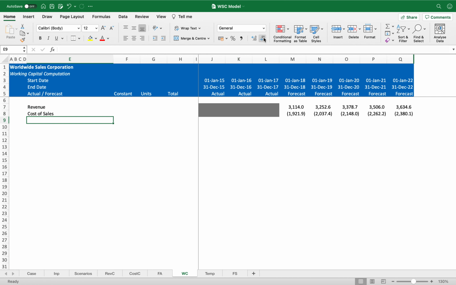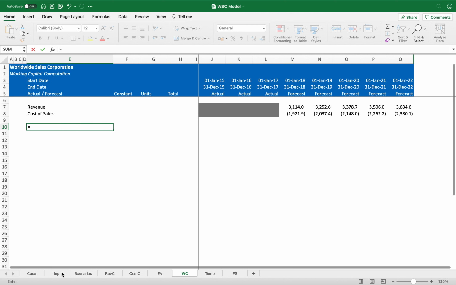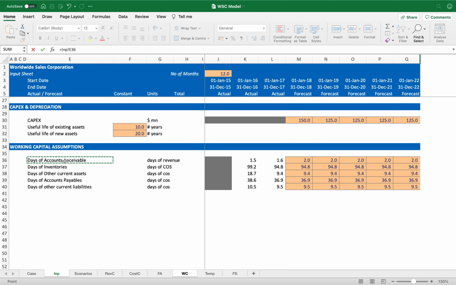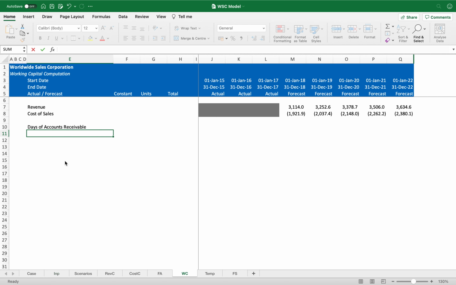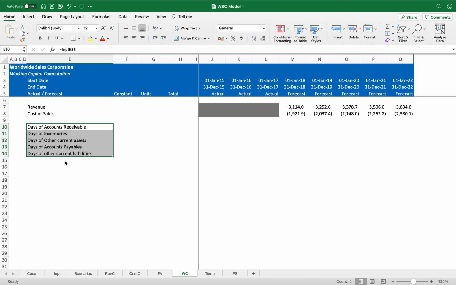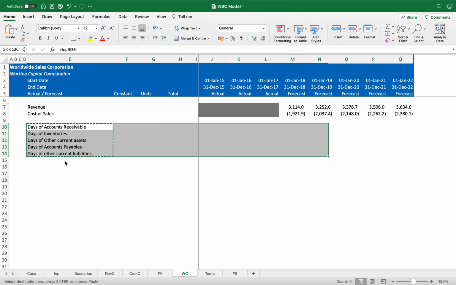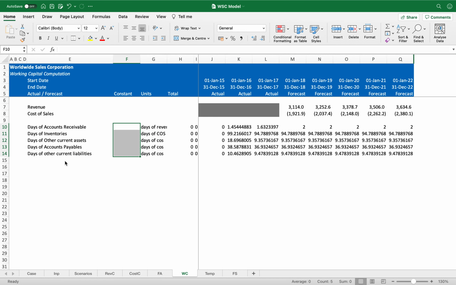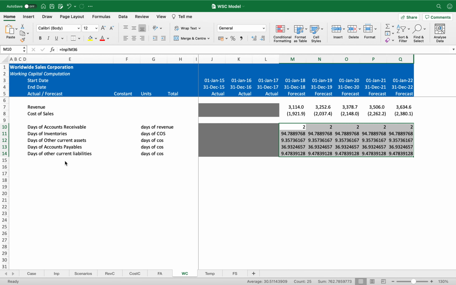Okay, now after you link this, bring in all the assumptions that we have framed for working capital and working capital components from the input sheet. Get all these assumptions from the input sheet. Link it across. And check the formattings.